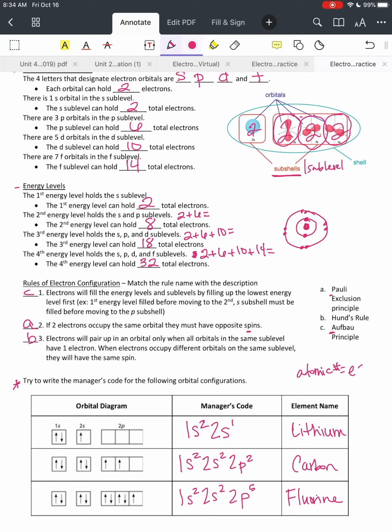Okay, so basically, in the next page, we're going to work backwards from this. So you've seen how to draw what we call an orbital diagram. We're going to practice drawing those by starting with the element, and I'm going to show you how we're going to do that.